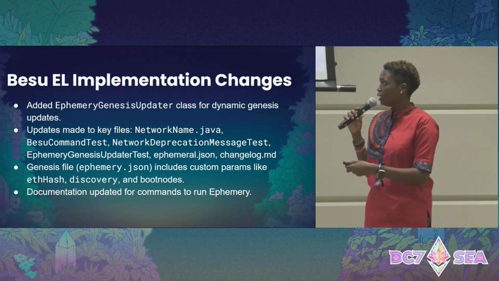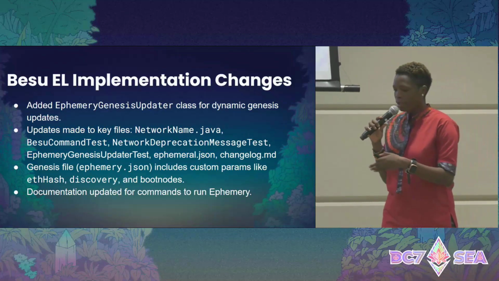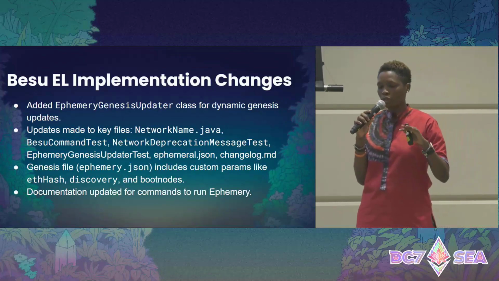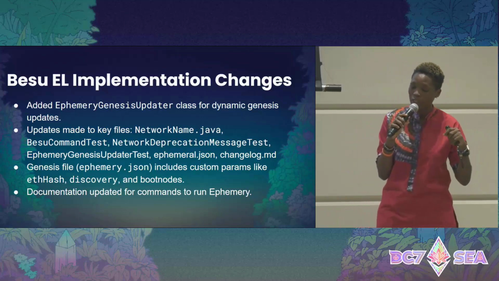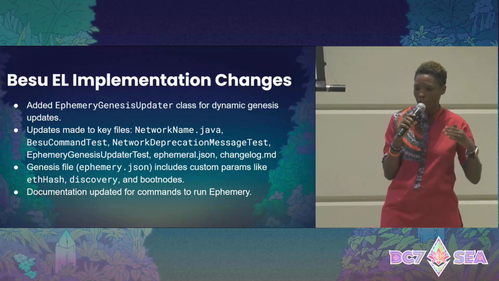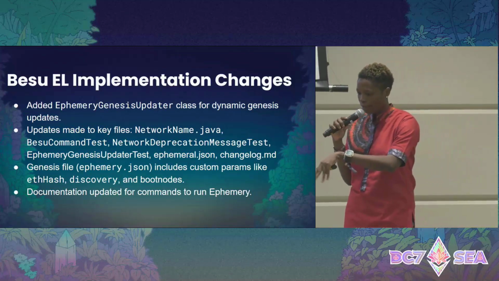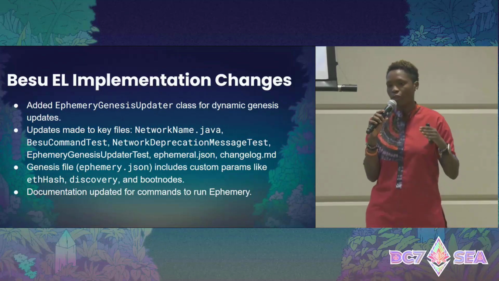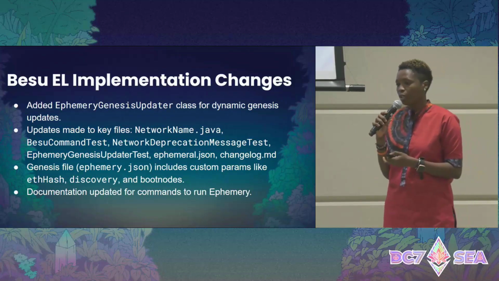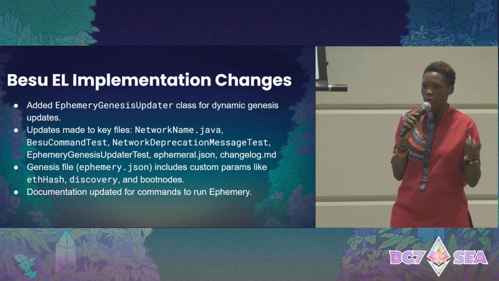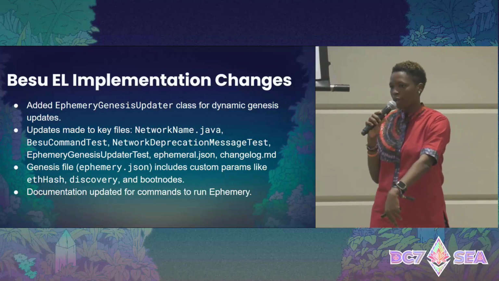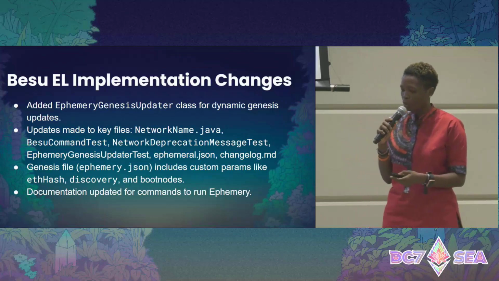So these were some of the things I did. For the Ephemery Genesis file, I noticed the way it is structured in the original repository was quite different from what Besu clients were expecting. So I had to make some changes, like adding the discovery nodes and the boot nodes to the Genesis file itself. And I also updated the documentation when I was done with the work, so that when you go to their documentation now, just like you see Sepolia or Holesky, you can see Ephemery there and know the right command for you to run.